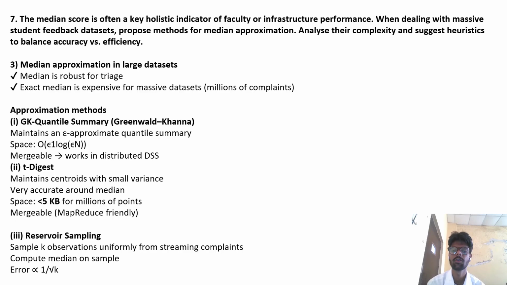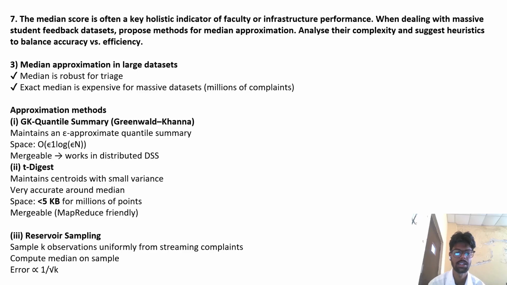Third, median approximation in large datasets. Median is robust for triage. An exact median is expensive for massive datasets, millions of complaints. So the approximation methods that we're going to use, starting with the first one, the GK quantile summary, Greenwald-Khanna. This maintains an epsilon-approximate quantile summary, and the space complexity of this is O((1/epsilon) log(epsilon n)). Mergeable, which implies it works in distributed systems.